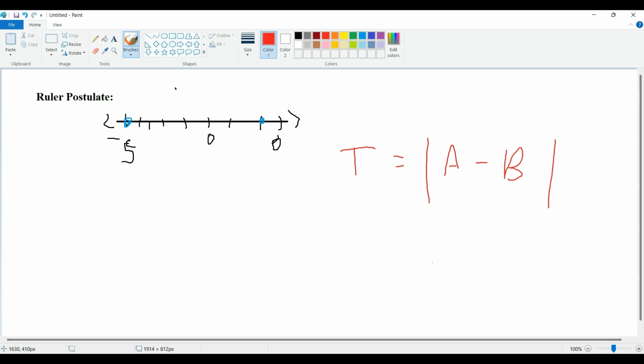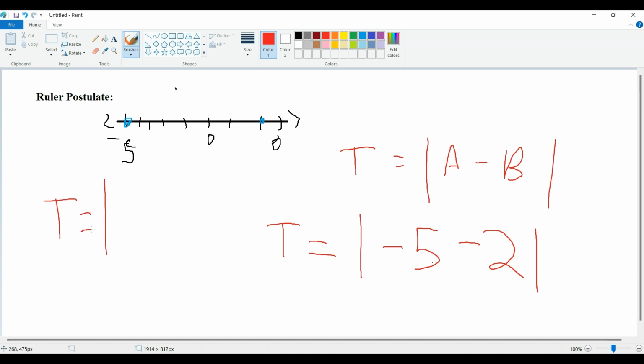So let's plug in these values. Anything could be a, any value, -5 or 2 could be a, or -5 or 2 could be b. So t, the total, is equal to -5 minus 2. Once you compute this, you get t is equal to -7. Take the absolute value, you get rid of the negative. So the total distance would be 7 number spaces.